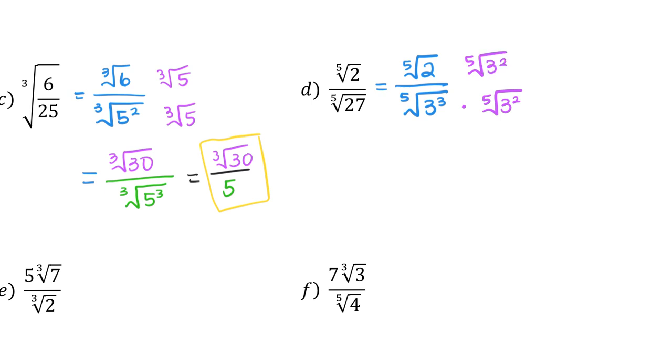Okay, now why is this a good choice? On the bottom, I have the fifth root. If I do 3 to the third times 3 to the second, now I have 3 to the fifth. And then the fifth root and the fifth exponent are going to cancel. Now what do we have on the top, though? The fifth root of 2 times the fifth root of, what is that, 9? 3 squared is 9, so 2 times 9 is 18, so that's the fifth root of 18. Okay, so this is going to be the fifth root of 18 over 3.